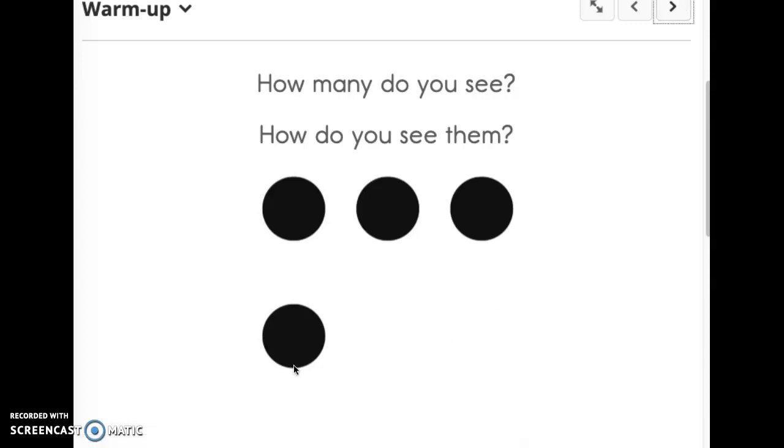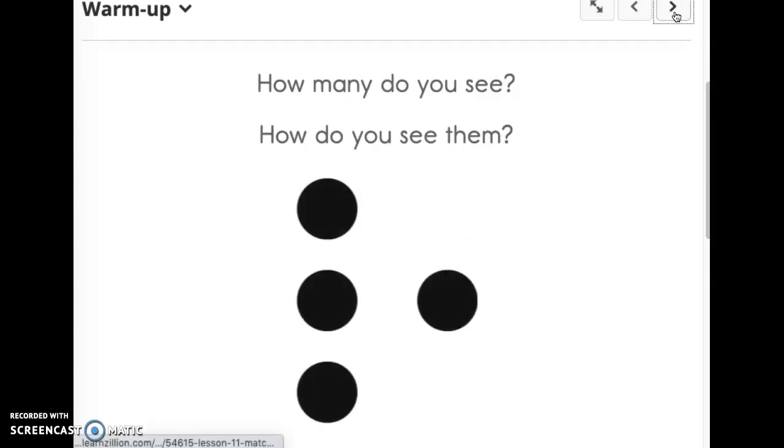Did you see one group of 4 dots or did you see 2 groups, one group of 3 and one group of 1? Did you count the dots? Did they make you think of something? How many do you see and how do you see them?